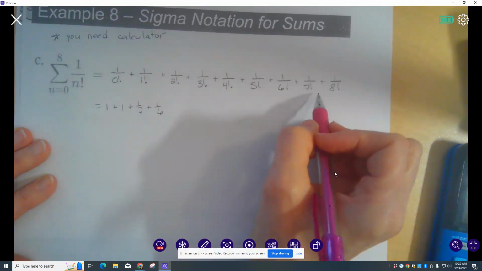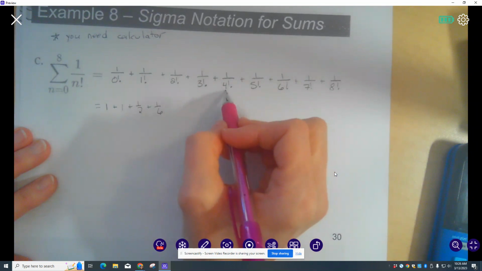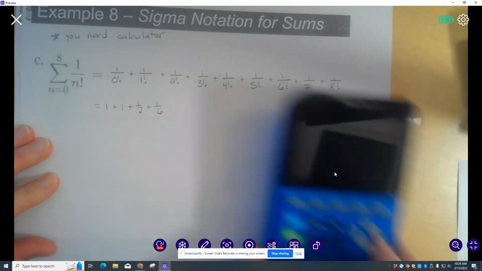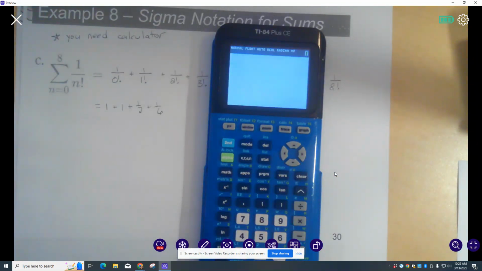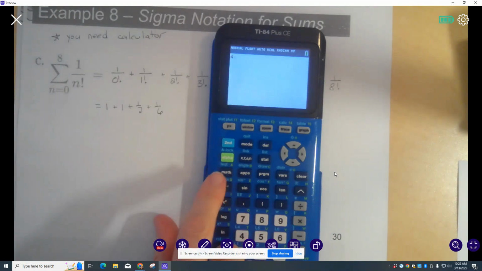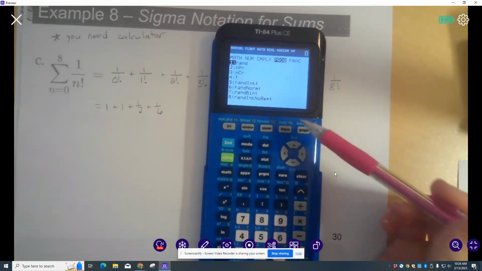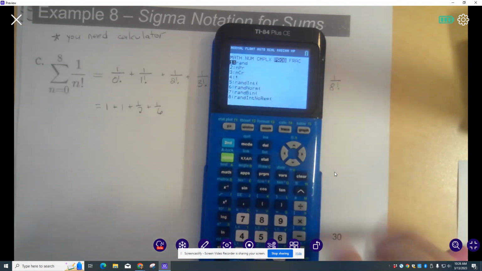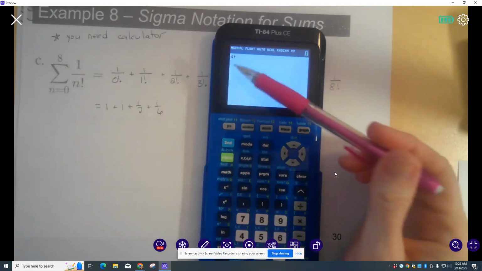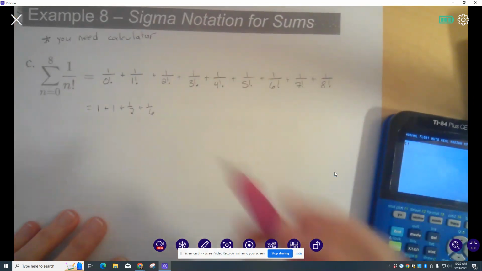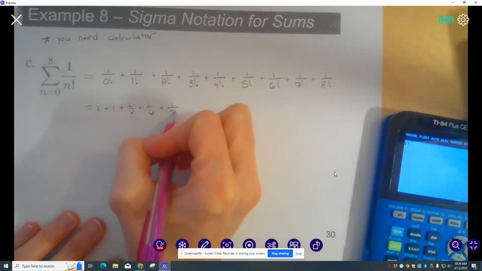Now when you get to these, maybe you don't know these. This is 4 times 3 times 2 times 1. You could write it out, right? But you can also do factorials on your calculator. If I want to do 4 factorial, I put in 4, and then I go to math, and I go all the way over to prob. If you look, menu item 4 is factorial. It puts the factorial symbol after your 4, and you get 24. So this will be 1 over 24.